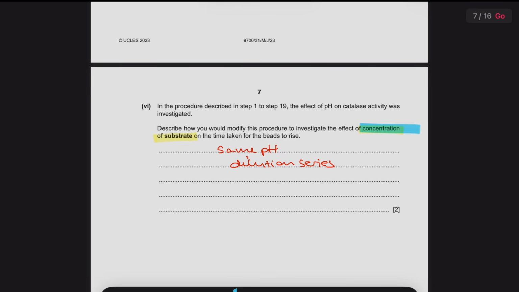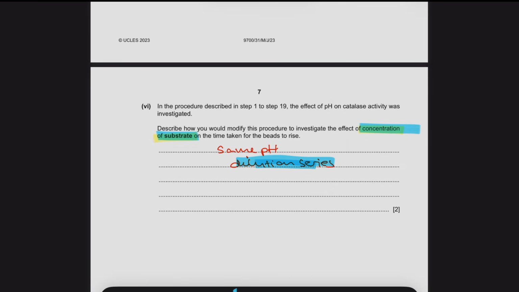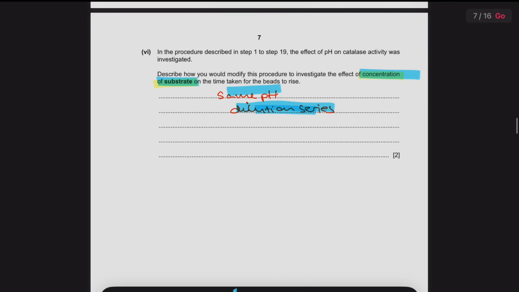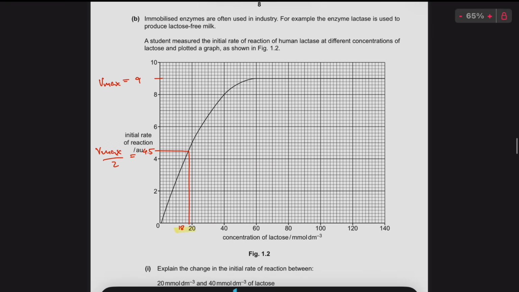Here it's asked for how you'd carry out a modified procedure. This is a common question and it depends. So if we're investigating the effect of concentrations, we know that you can use a dilution series, and also mention something that you would not change, because if we're changing something, we can't change 2 things at once, otherwise we're not really able to differentiate between what is actually producing the result and what is not.